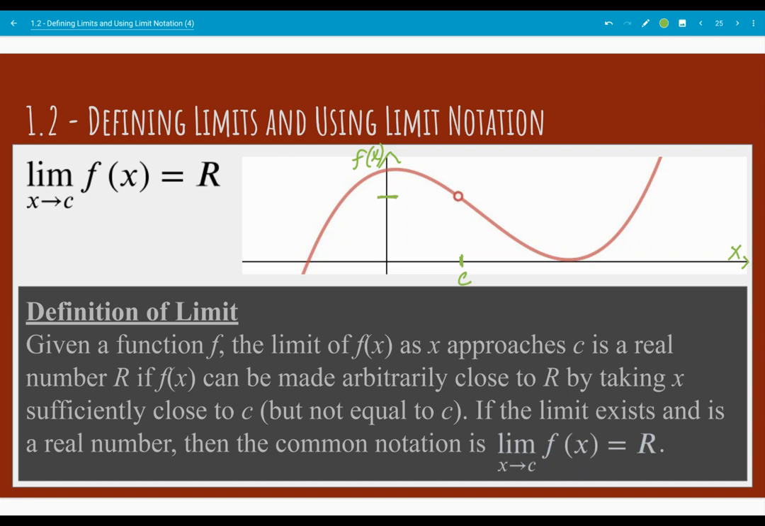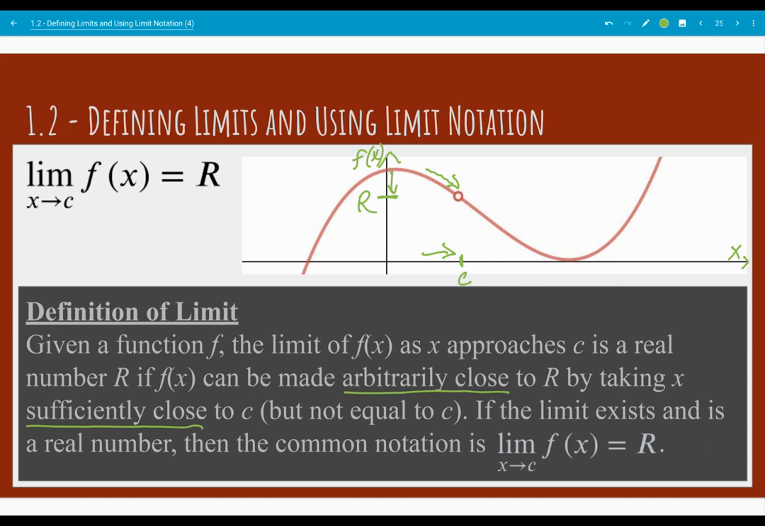I'm going to note this y value here where the hole in the graph is, and I'm going to call that r. So the idea of the limit is, if we are taking values of x that are getting closer and closer to c, so along the x-axis we're plugging in values of x that get closer and closer to c, then that means that the values of f of x, which are the values along the y-axis, are going to get closer and closer to r.